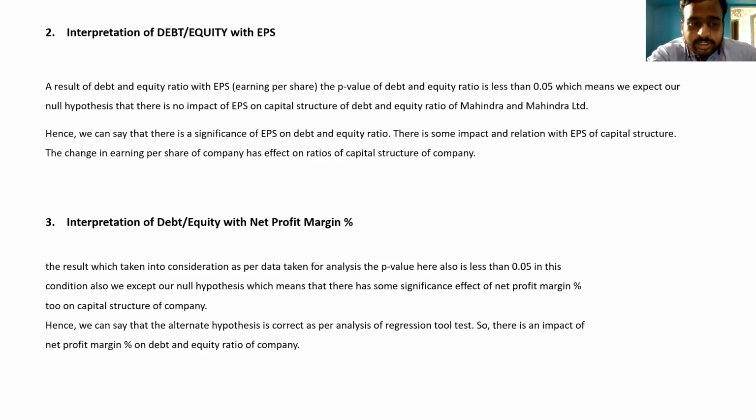So our third interpretation was debt to equity ratio with the net profit margin. As per the data taken and analyzed, the p value here is less than 0.05. In this condition, we accept our alternative hypothesis, which means there is a significant effect of net profit margin on the capital structure of the company. Hence, we can say that our alternative, as per the regression analysis test, is correct. So there is an impact of net profit margin on the debt to equity ratio of the company.